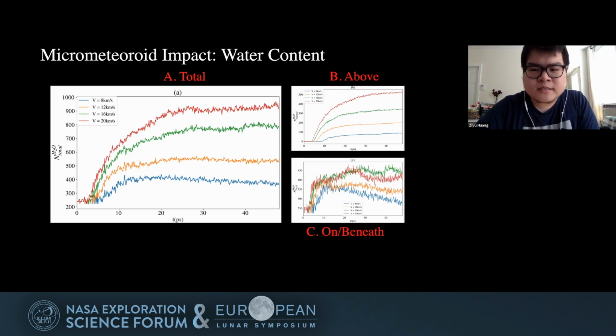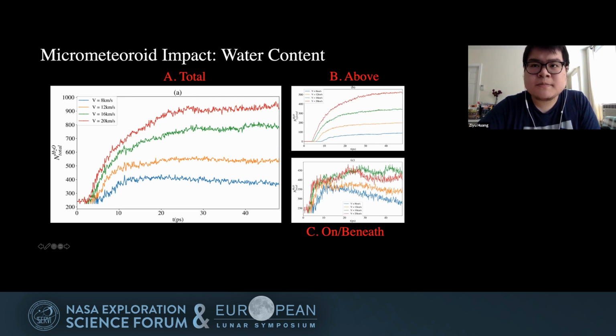The left figure is the total water molecules, and on the top right is the number of water molecules above the surface, and the bottom right is for those on or beneath the surface. And we found that in total, micrometeoroid impact always produces more water by providing energy to the hydroxyl group for recombinative desorption.